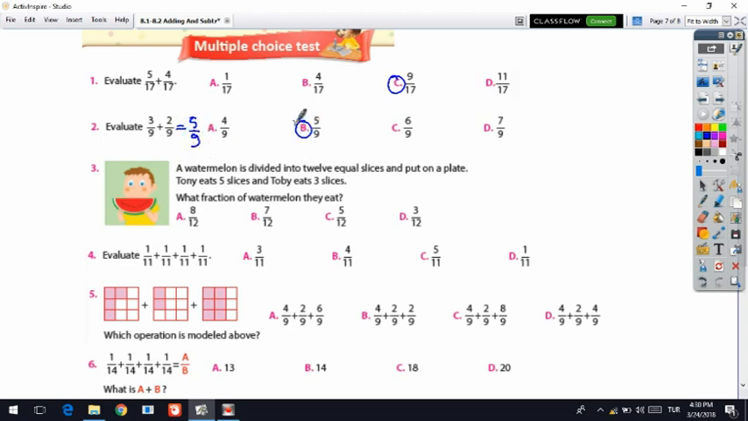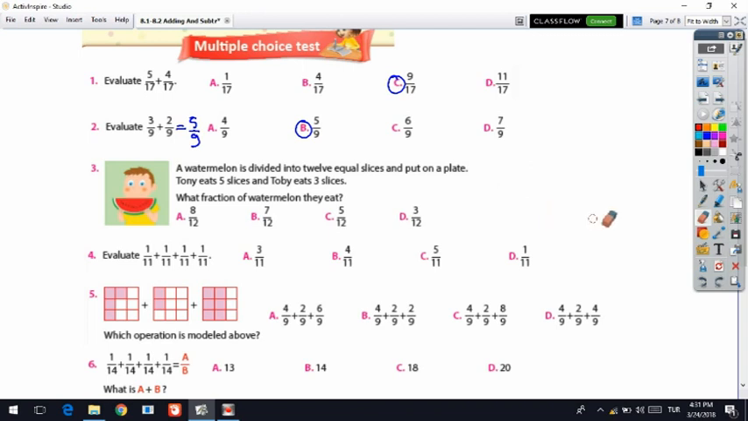You have, yes, B. A watermelon is divided into 12 equal slices and put on a table, plate. Tony eats 5 slices and Toby eats 3 slices. So how many, for example, this is a plate. So, okay, forget it, it's not good for you.